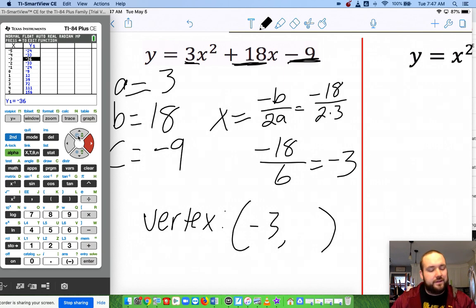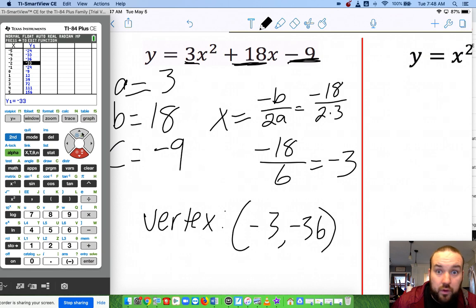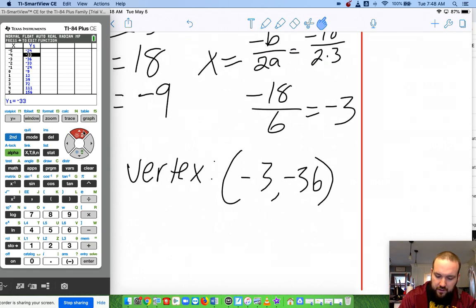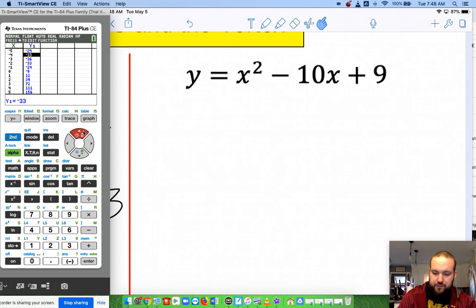And another way, this is kind of next level stuff. Another way you can check that you found the vertex is the number on either side, the y value one above and one below, should be the same. So I see negative 33 if I go down one spot, and I see negative 33 if I go up one spot. And that's that symmetry that is built into all parabolas. So we found the vertex, negative 3, negative 36.